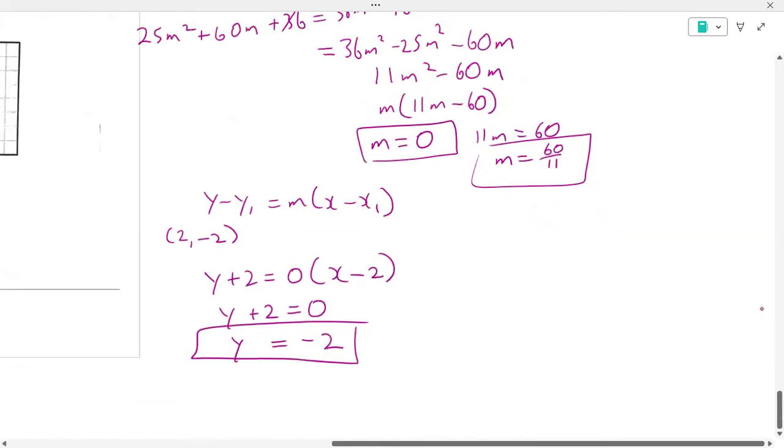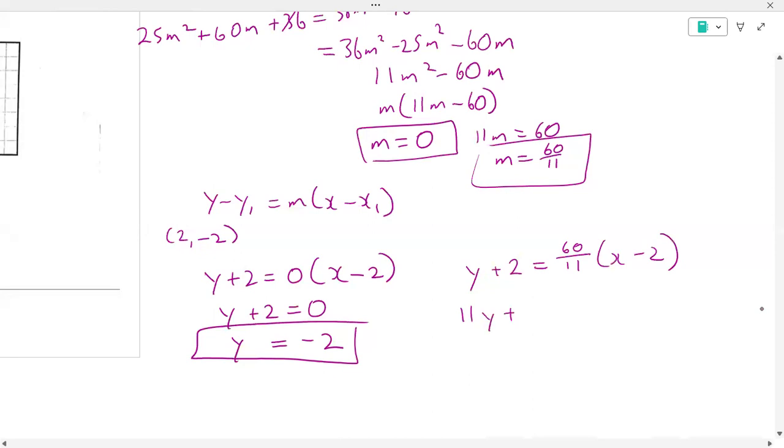And then for the second part, y minus y1. So again, it's plus 2 equals. So the slope is different. Everything else is the same. Bring over the 11y plus 22. And I'm just multiplying the 60 in here.